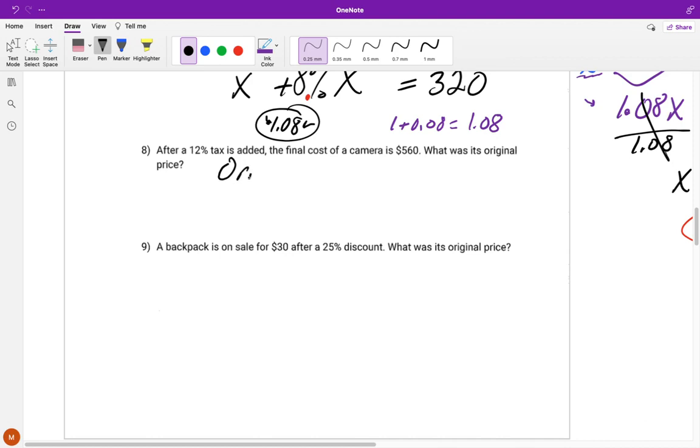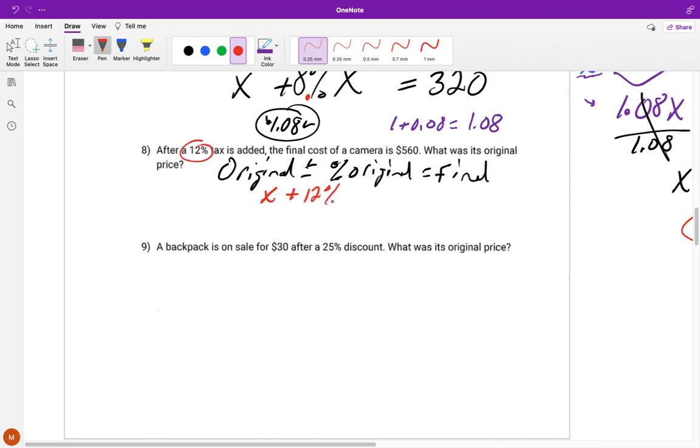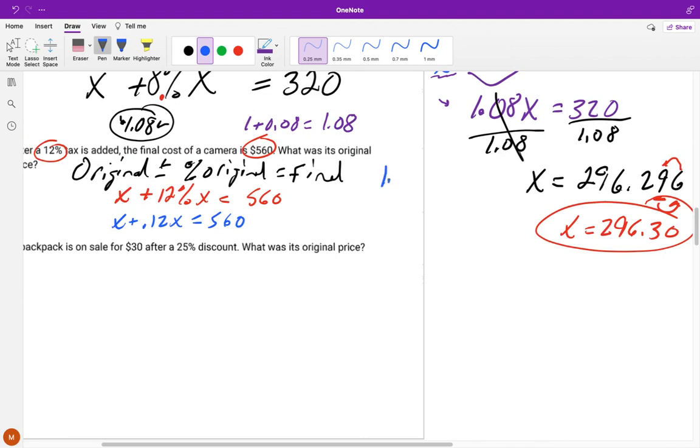Well, we know it's the original plus or minus the percent of the original is equal to the final amount. We don't know the original, so we're going to represent that by X. It's a tax, so it's added. So plus our percentage was 12%. So 12% of X is equal to our final amount of 560. Well, we know 12% is equal to 0.12. So now it's X plus 0.12X is equal to 560. So this then gives me 1.12X is equal to 560.